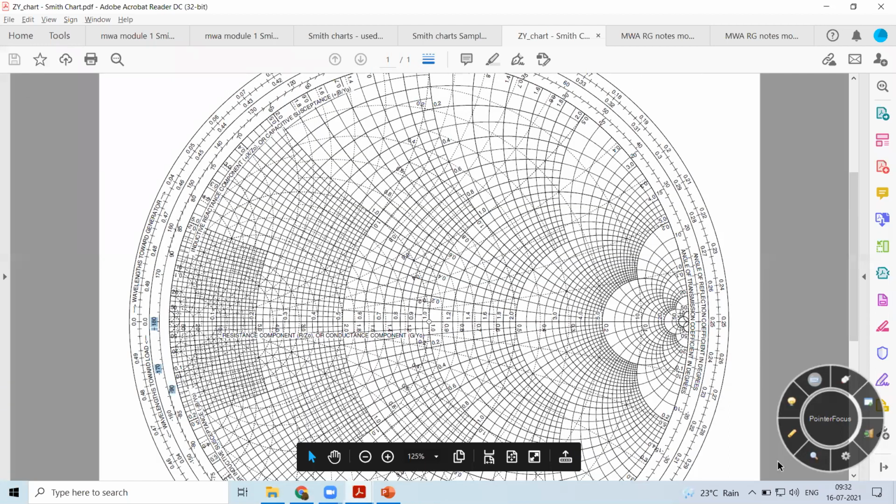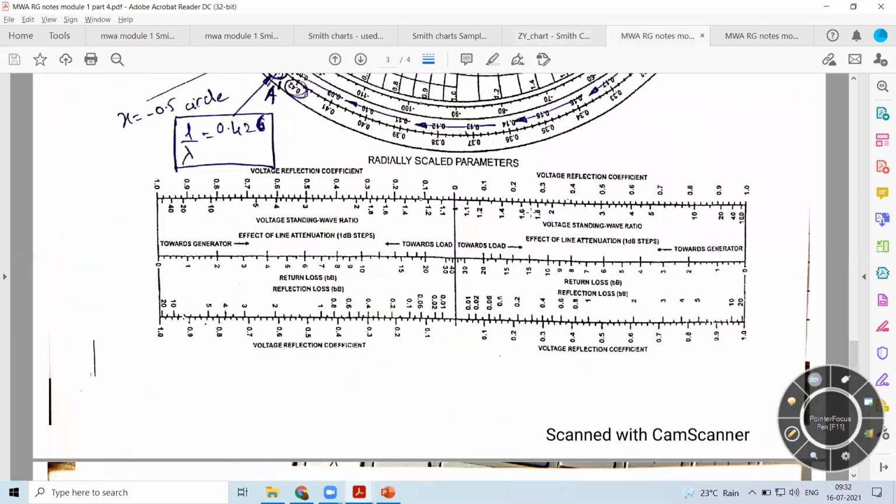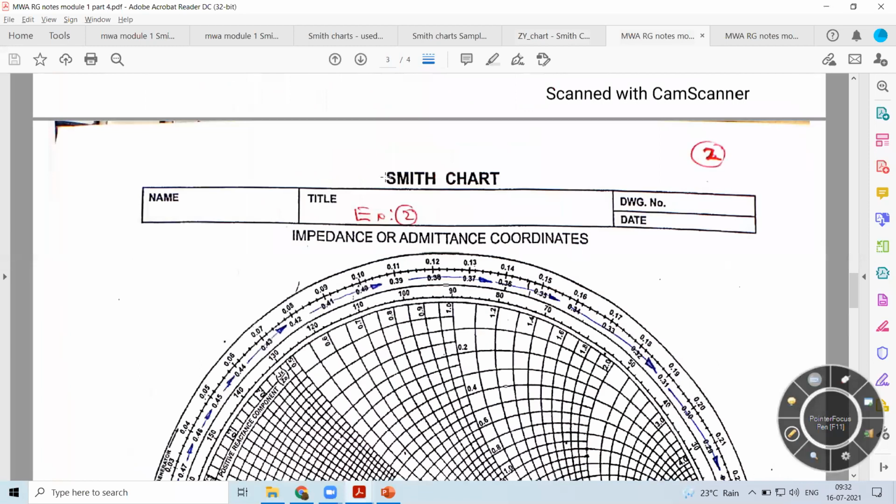So in Z, that is the impedance, the L value is positive and the capacitive value is negative. This is the case. And if you're using it for Y, inductance is negative and capacitance is positive. So that is what you have to look out for when you are using this kind of chart. Now we'll go ahead with a few of the problems.